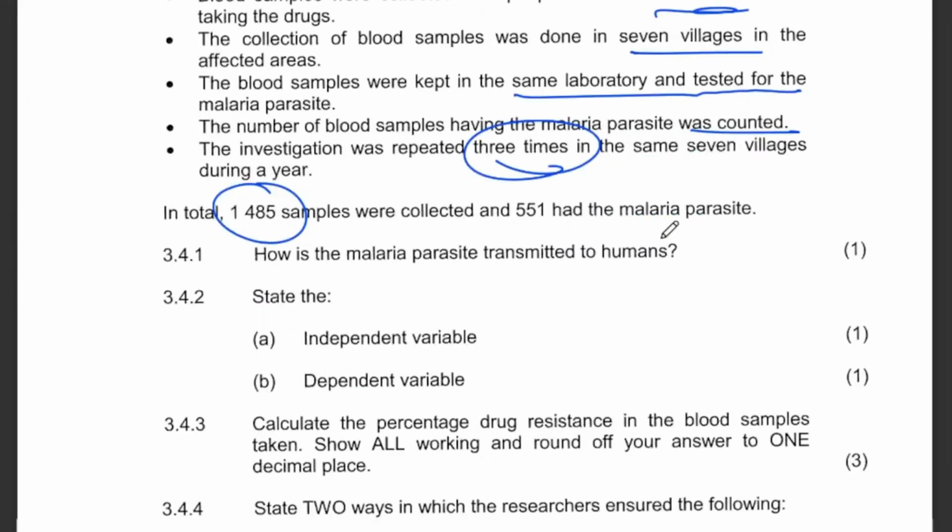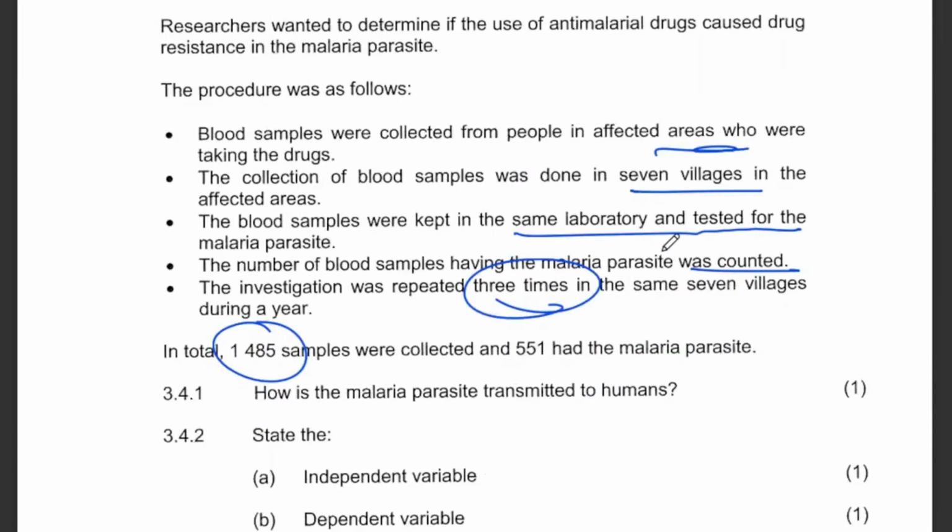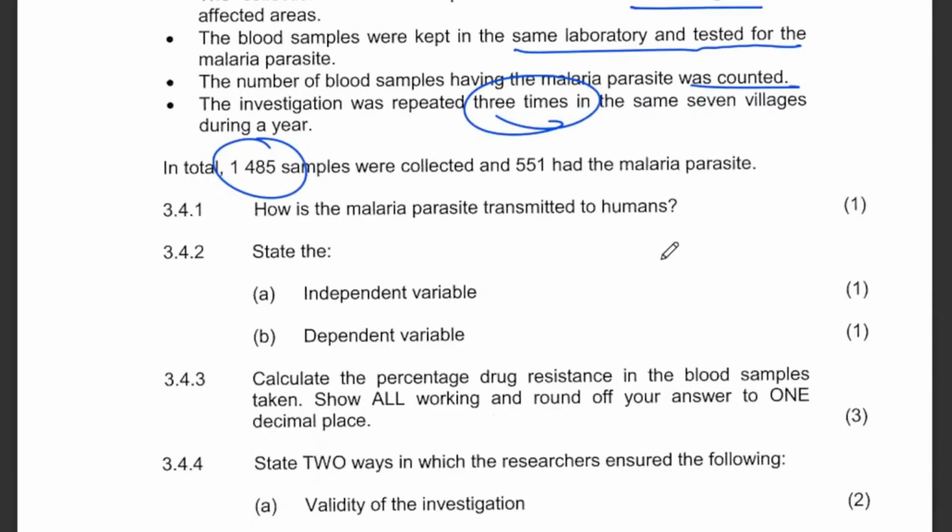They're saying how was the malaria parasite transmitted? They said through blood by the mosquitoes. So that is the answer. They're saying what is the independent variable? The independent variable is, they said it here.